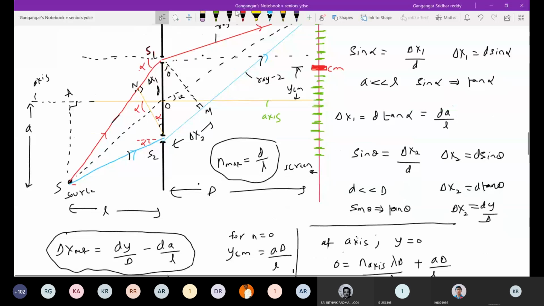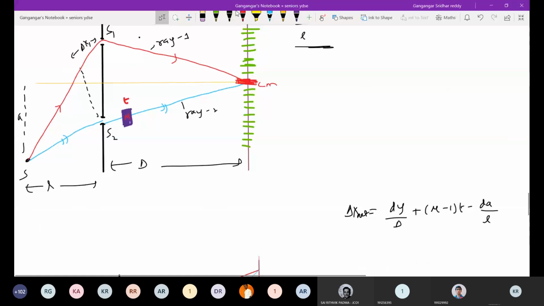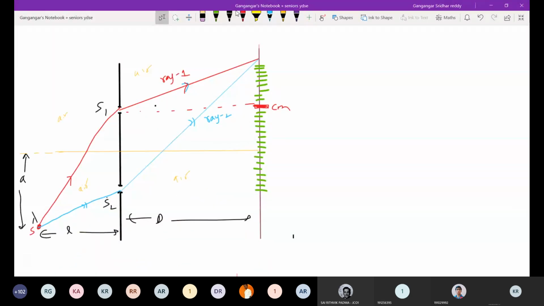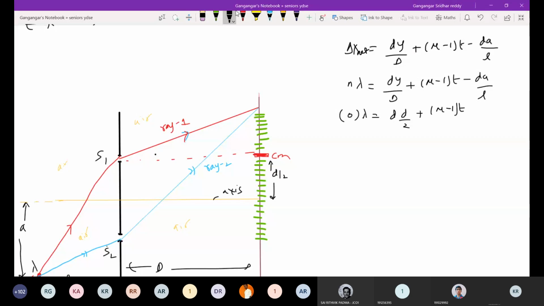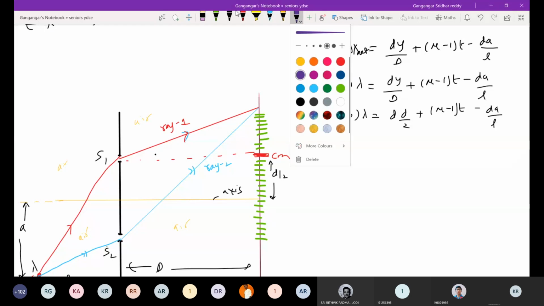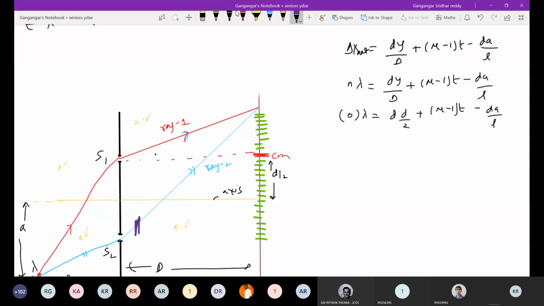So now what we have to do is proceed with the mathematics. The same thing I'm continuing, some different case I took here. So this should be n lambda, you write it, d y by capital D, minus (mu minus 1) t, minus d by 2. So for the location of central maxima, put n equal to 0, and we want exactly at d by 2, opposite slit S1, mu minus 1 t. I'm just assuming that the slab is at the lower slit. Just I'm making a guess. You have to really verify the problem. The complete problem we have to change. I'm just assuming that the central maxima is above, and the slab is at the lower slit. I'm just giving a rough idea.